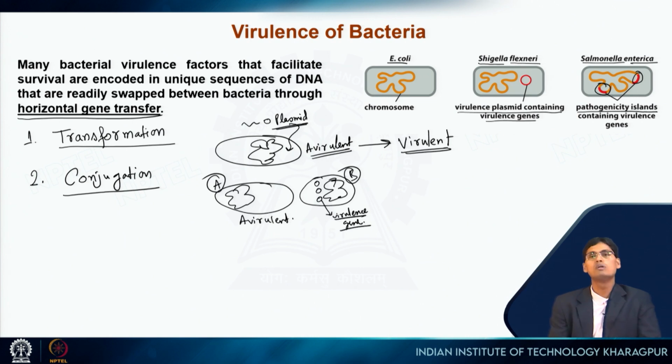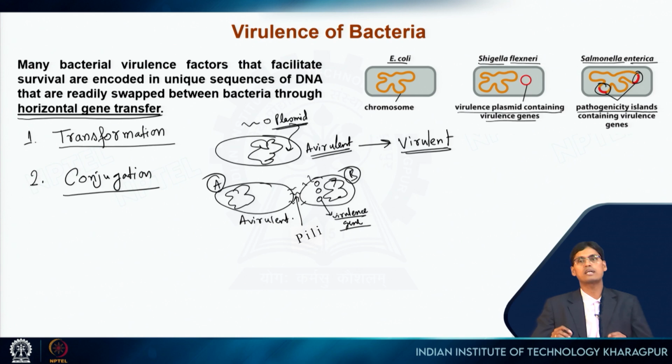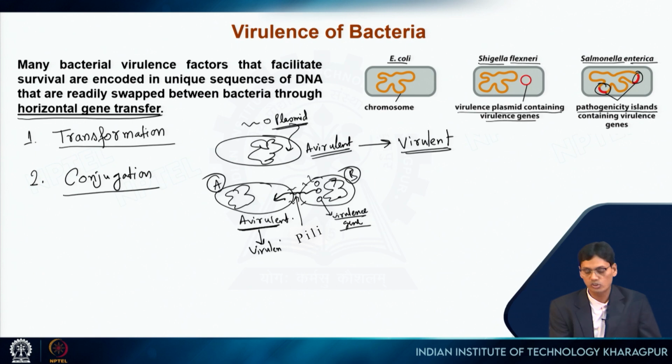So it encodes some virulence gene. Now, as I discussed before, some of these bacteria have fimbriae, they have pili, and particularly they do conjugation by some kind of pili. Okay. So through this pili-like structure, they directly communicate between two bacteria. So this DNA can come into this bacteria, and now this avirulent bacteria will become virulent. So this is another way of horizontal gene transfer.